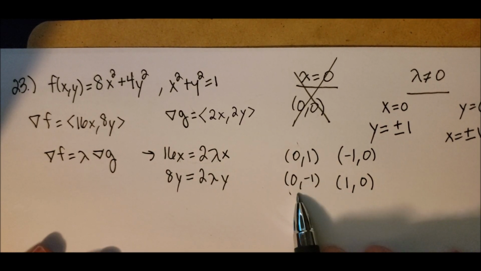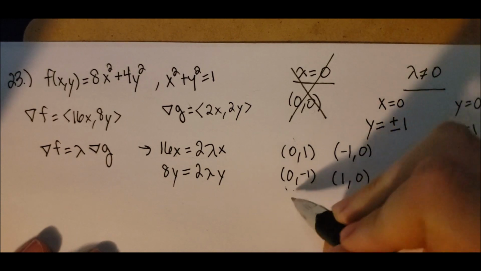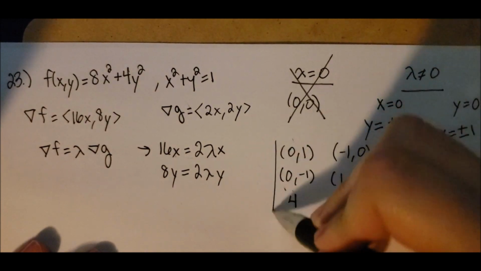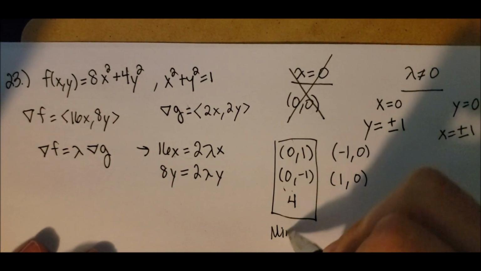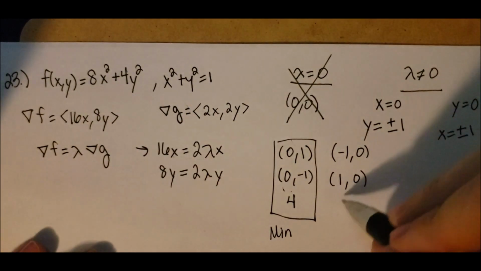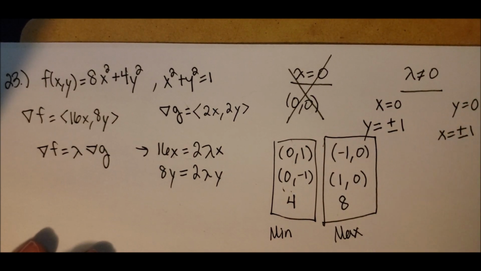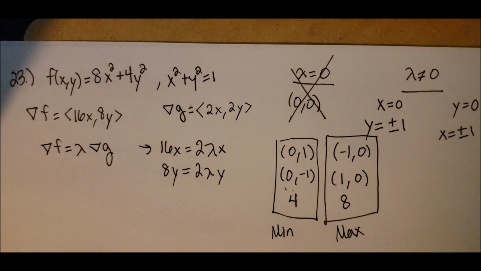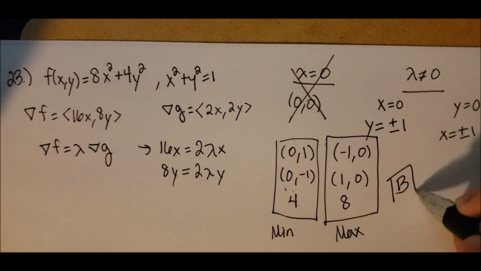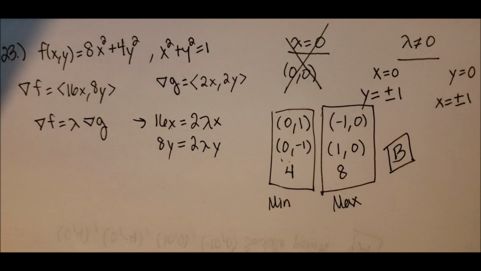So for these two, I get 4. So both of these are minimum. And then for these two, when I put it into f, I get 8. So for these two, I have maximums, and that is B. And 24.